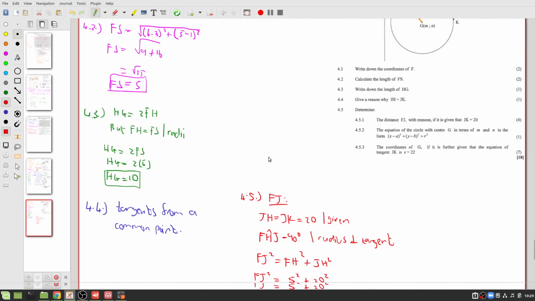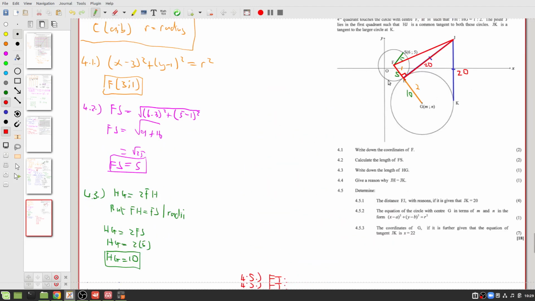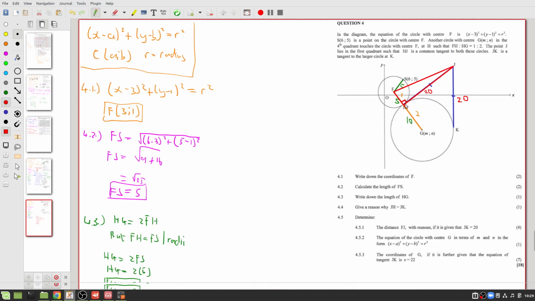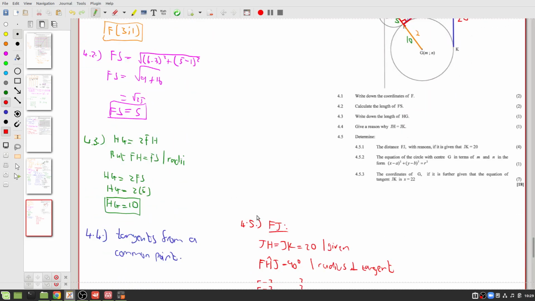So what did we use for that? We used the idea that they gave us these two lengths are equal, so we could use that to have this length. And then the idea that a radius and a tangent are perpendicular to each other, making a 90-degree triangle where we can use Pythagoras to solve for FJ. Right, now that's 4.5.1. Now let's look at the next one, 4.5.2.